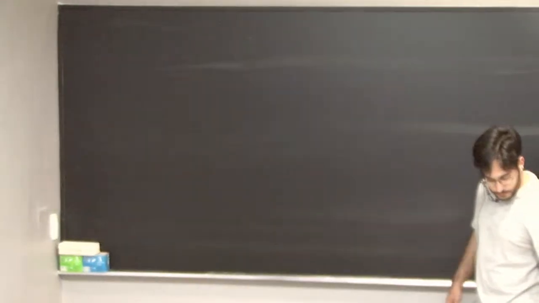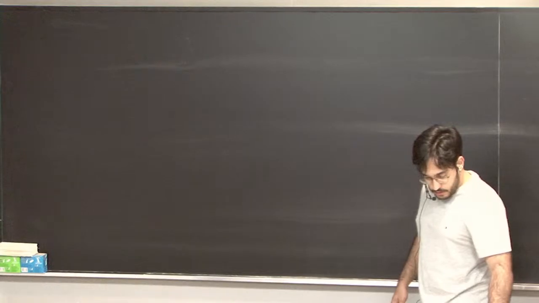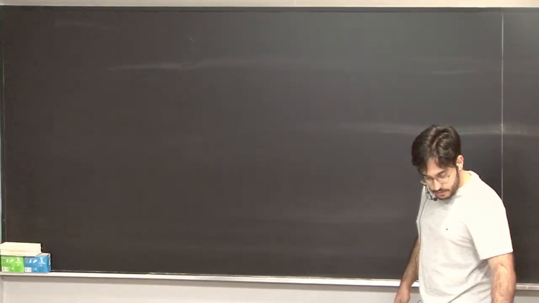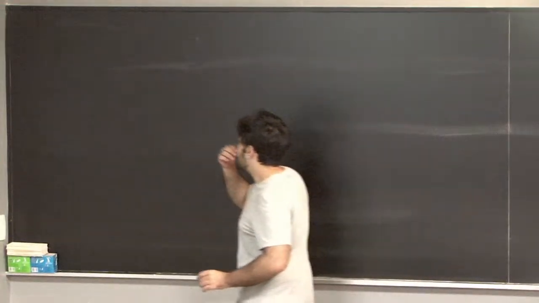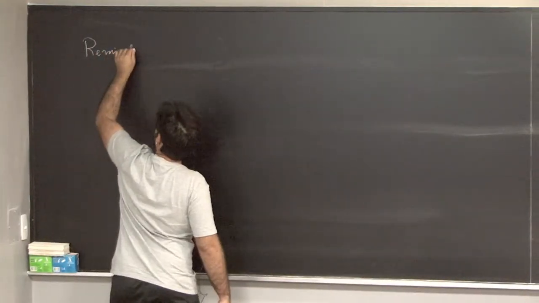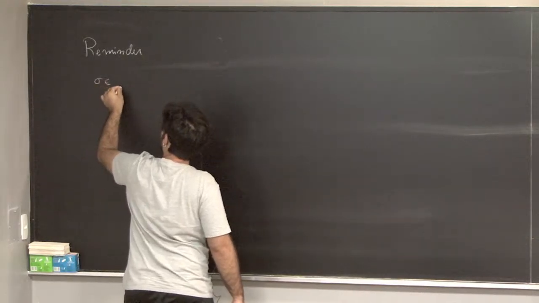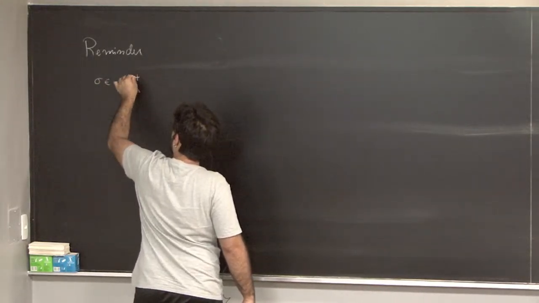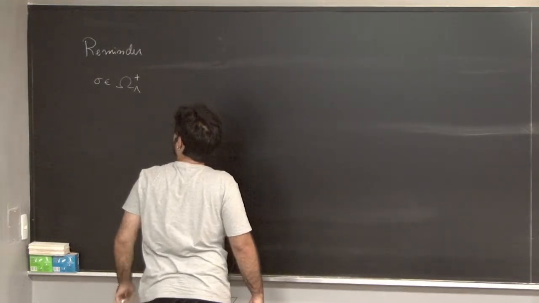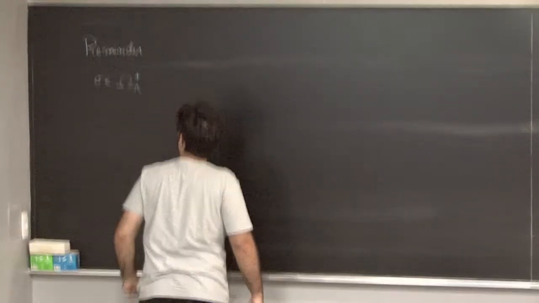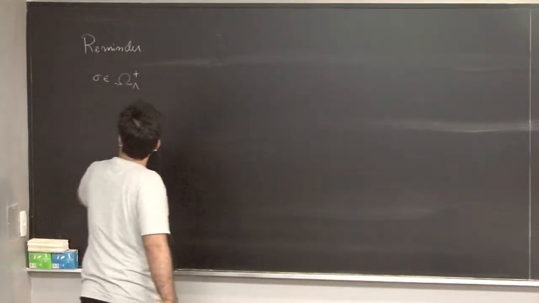And continue the proof of the Peierls argument. So, okay, a quick reminder. So we had, for a configuration inside the local configuration space with the plus boundary condition.